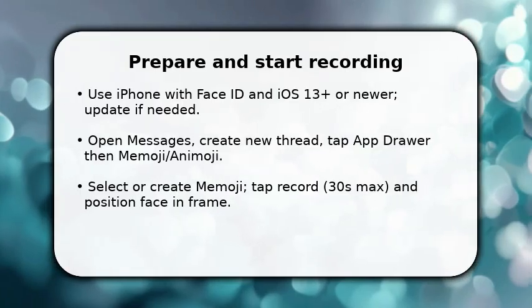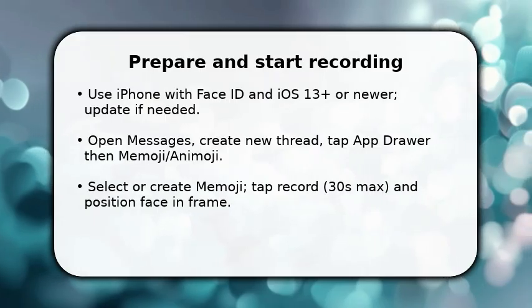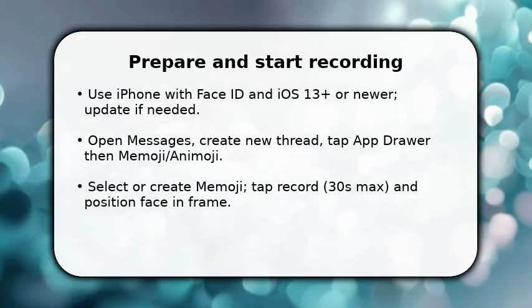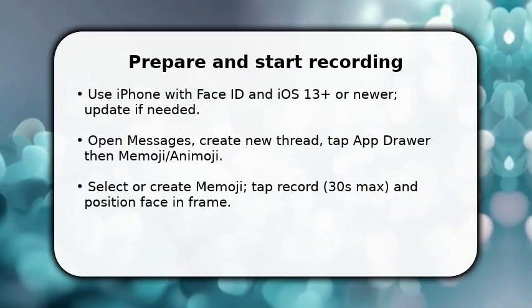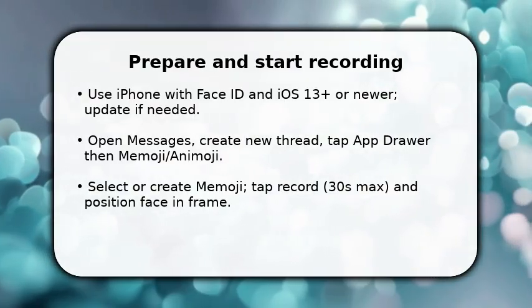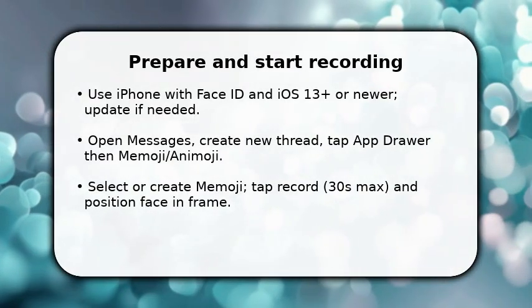You'll start by getting the essentials right. Use an iPhone with Face ID and current iOS, good lighting, and a steady grip. Open Messages, start a new message, then tap the app drawer and choose Memoji or Animoji.